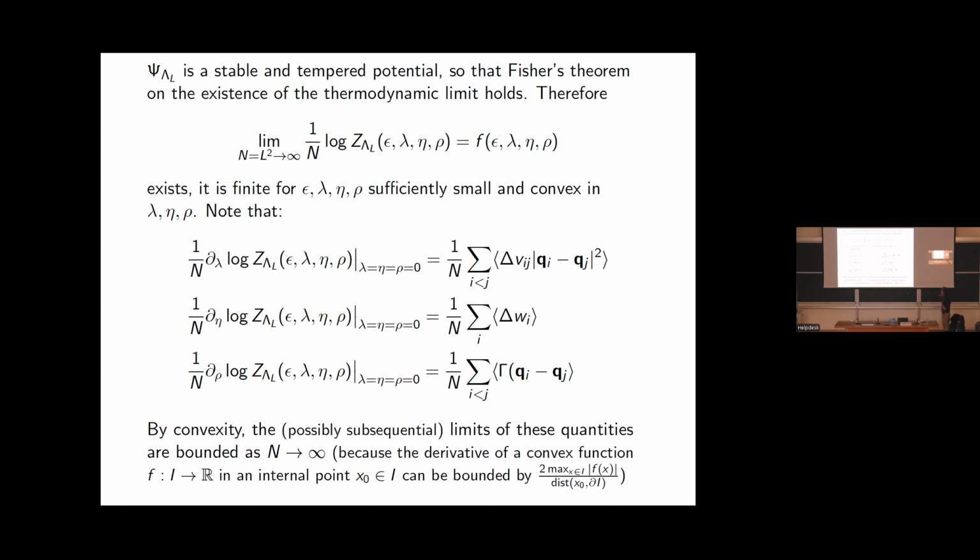This is immediate from the fact that the limit is finite and defines a convex function. Because by convexity, the possibly subsequential limits of these quantities are bounded simply because the derivative of a convex function at an internal point can be bounded by the slope of any secant passing through that point. And so this means that the derivative can be bounded by twice the maximum of the function divided by the distance of the internal point to the boundary. So once you have a bound on f and you know convexity, the bound on f induces a bound on the derivative and therefore on those quantities. And this concludes Mermin's theorem.